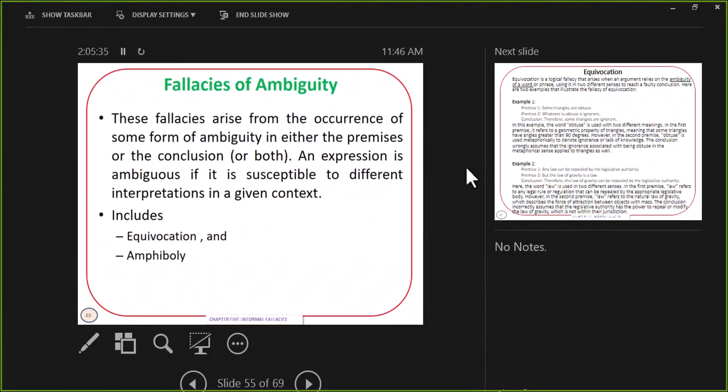Fallacy of ambiguity arises from the occurrence of some form of ambiguity in either the premise or the conclusion or both. An expression is ambiguous if it's susceptible to different interpretations in a given context, including equivocation and amphiboly.